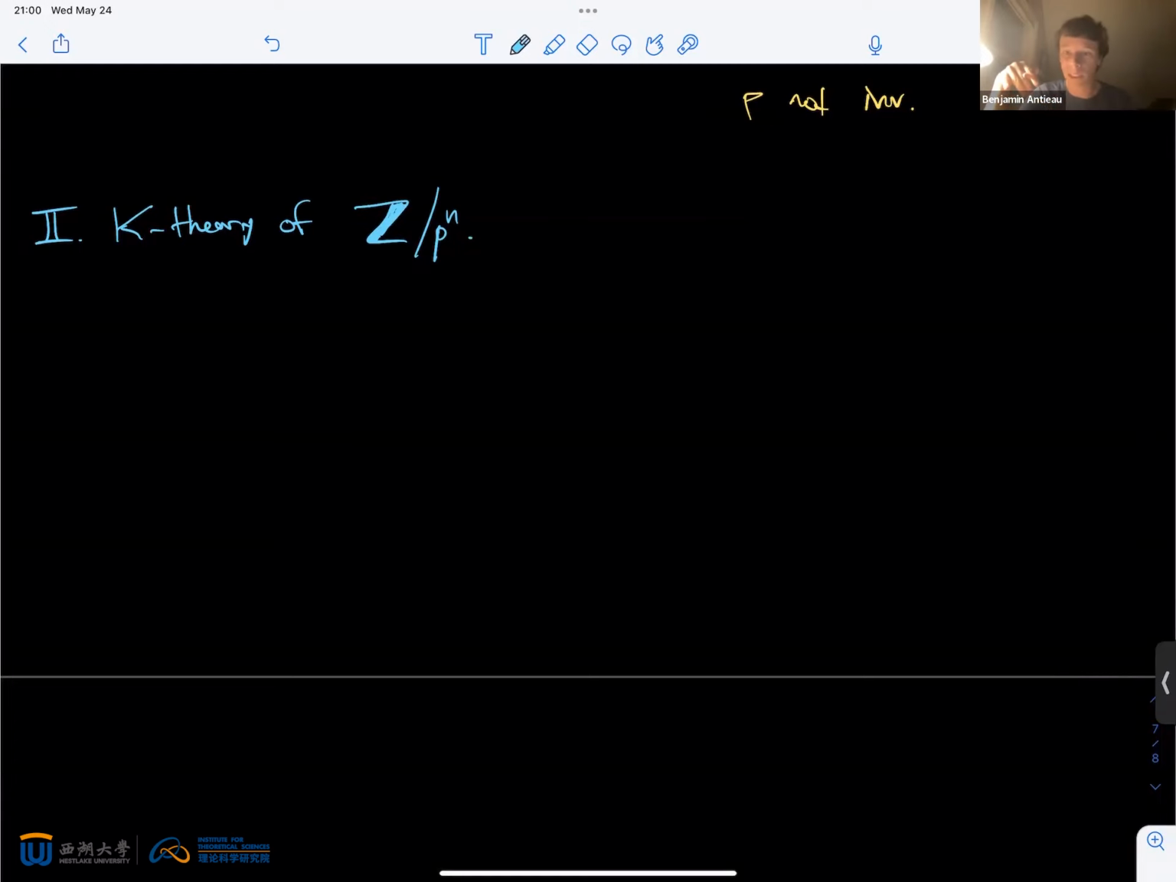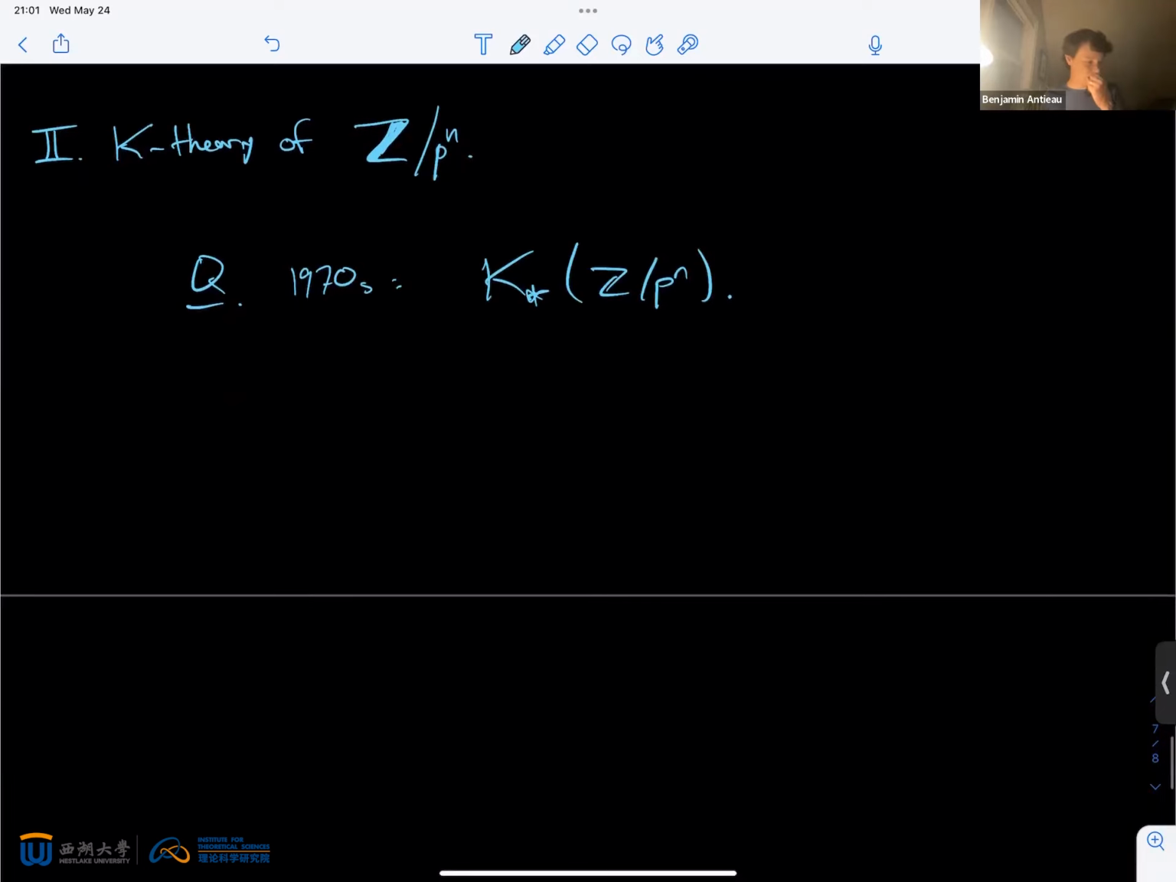Quillen computed the K theory of finite fields entirely. And I think it's safe to say that those are the only rings all of whose K groups are known. So it was a question already from the early 1970s: compute the K groups of Z mod p to the n, rings like Z mod p to the n. And that turns out to be really hard.